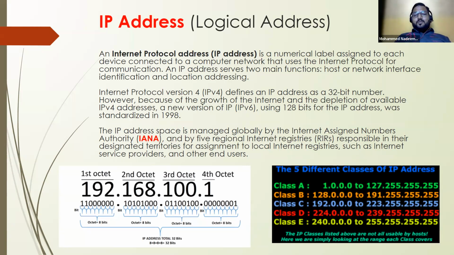Okay, who owns these numbers? Actually, the Internet Assigned Numbers Authority, IANA. This is the organization. They are the owner of these IP addresses. So how does an IP address look? See, 192.168.100.1. Actually, this is a decimal format. But the IP address is really something like this: 11000000 dot 1010 dot 00010 and so on.